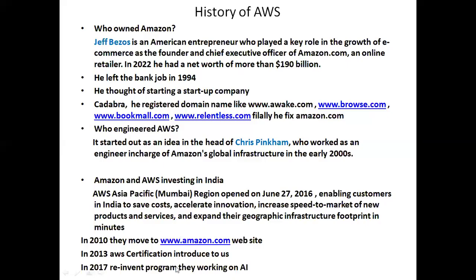From 2017 onwards, AI technology. They reinvented the program to work on AI, so nowadays we have many AI tools in AWS. Got it, guys? This is a little bit of history about Jeff Bezos. This guy is Jeff Bezos and this guy is Chris Pinkham. If you earn more money, then you are going to become like that. That's it. Got it, guys?